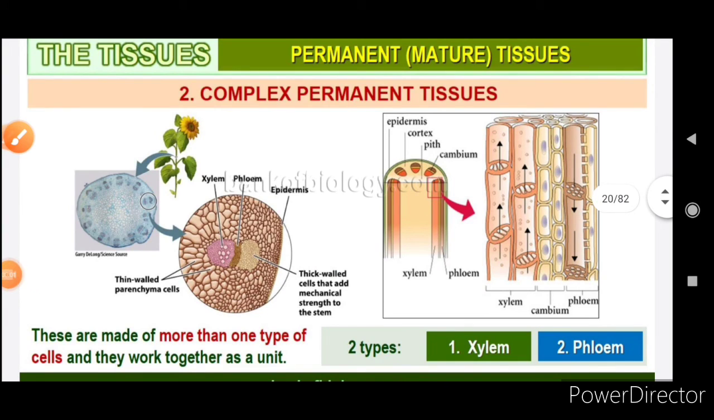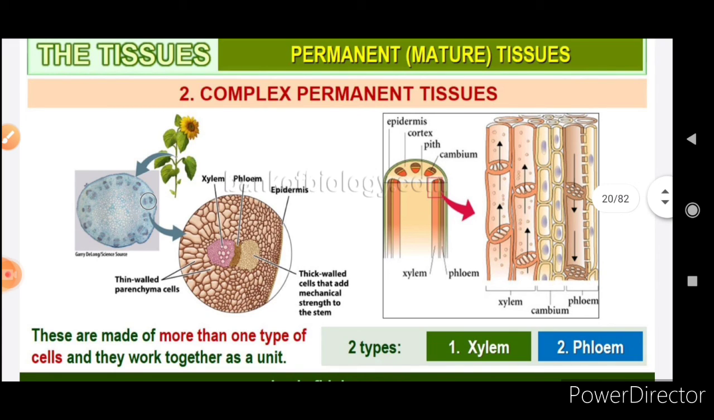Now we come to the complex permanent tissues. Okay. Now complex permanent tissue, these are made up of more than one type of cells and they work together as a unit. In simple permanent tissue we saw only one type of cells, but here we'll see more than one type of cells and they will work together as a unit.